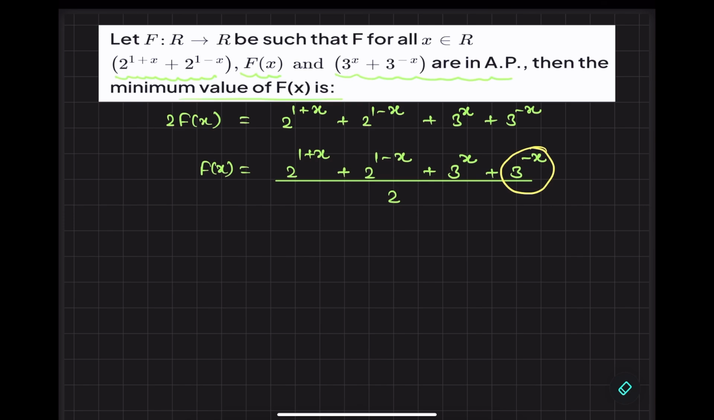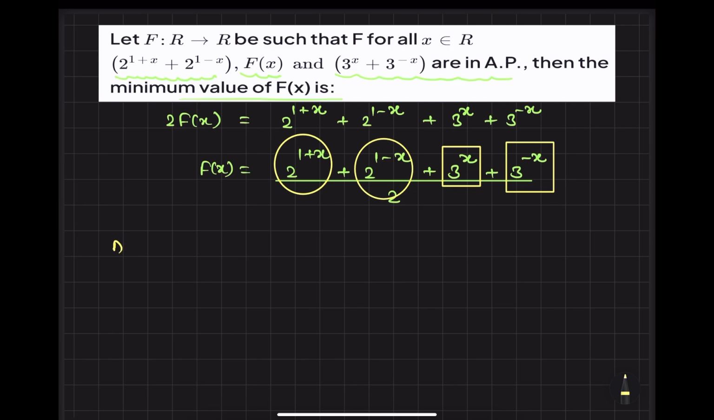Correct. Now, as you know all four members are exponential functions, but these two exponential functions are different from these two exponential functions. Why? Because the base is different. So first you will segregate this one first.